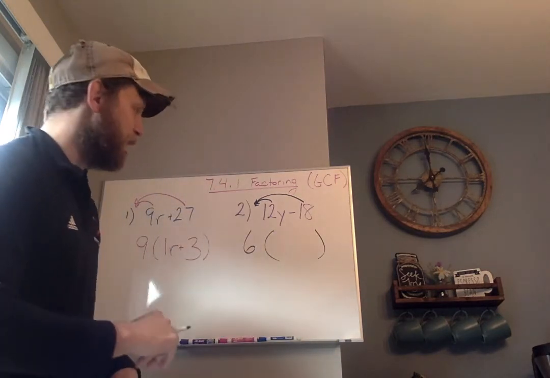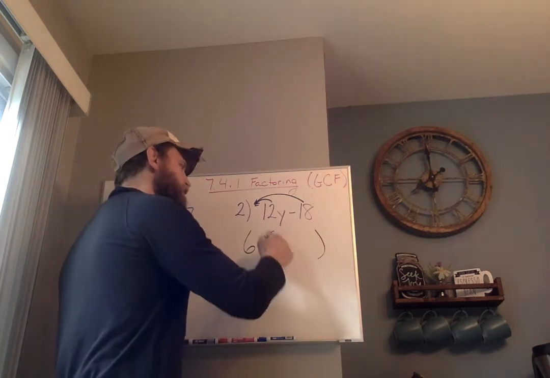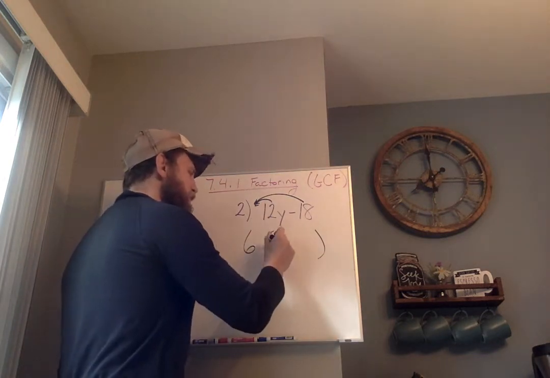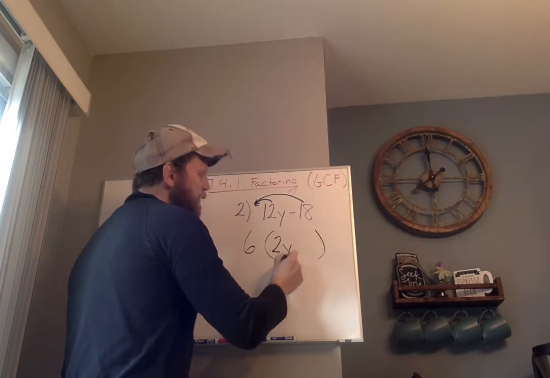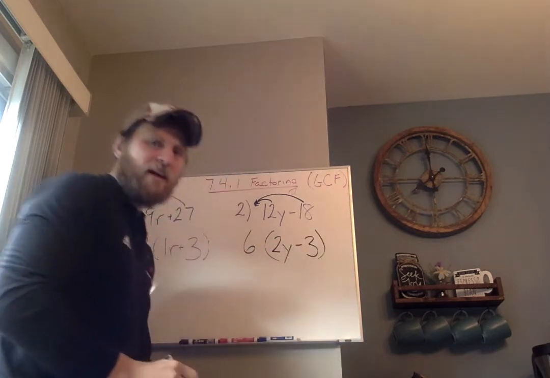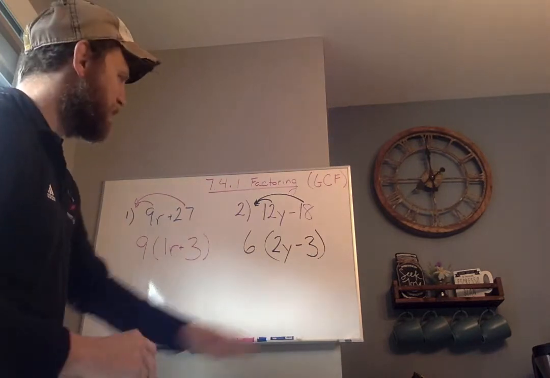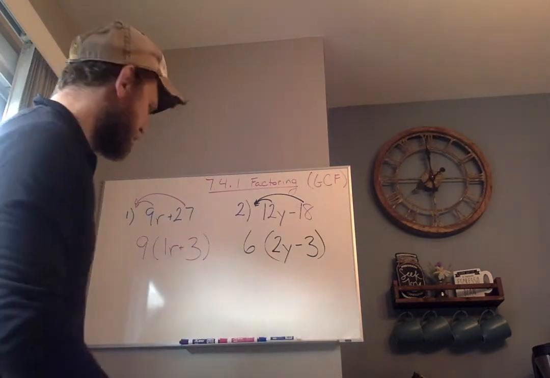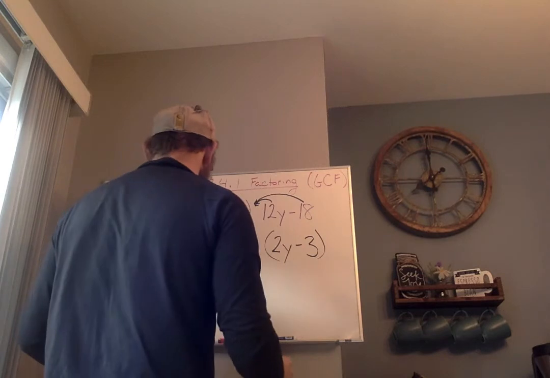No, there's not. So to get this, I do 12 divided by 6 is 2. 18 divided by 6 is 3. And there we go. And I know I can't factor anymore because nothing goes into 2 and 3. All right?